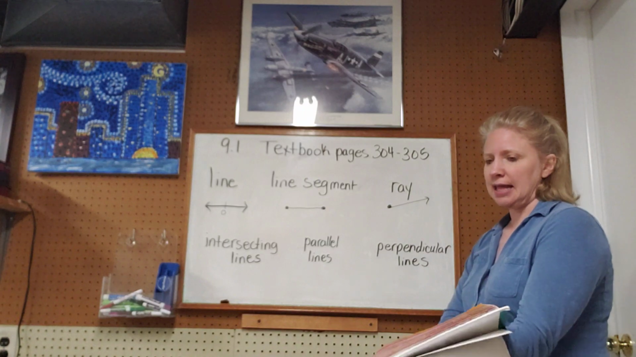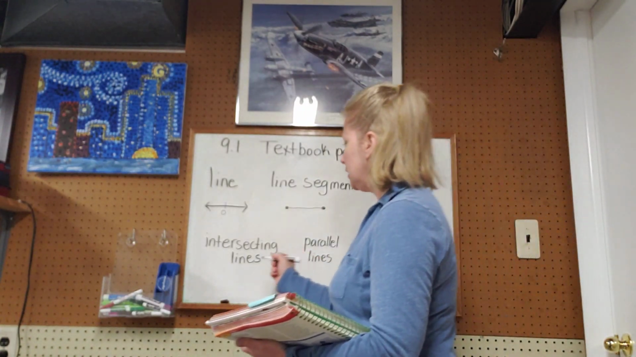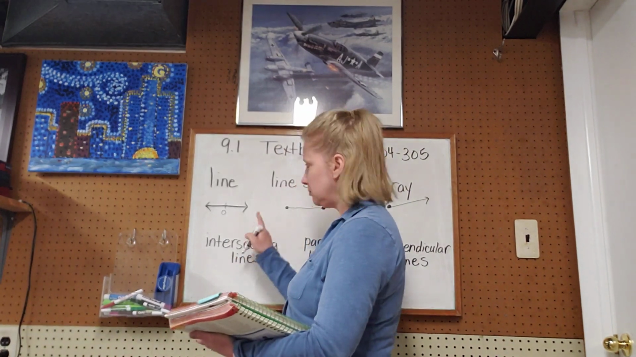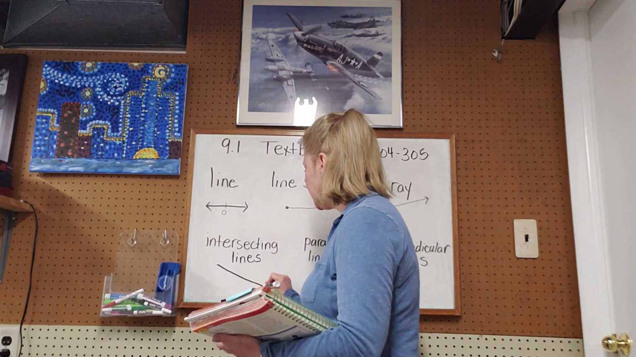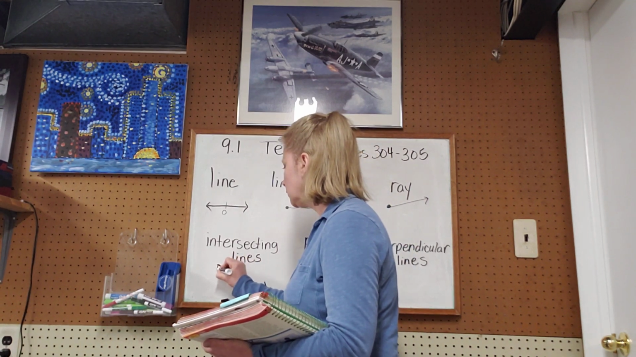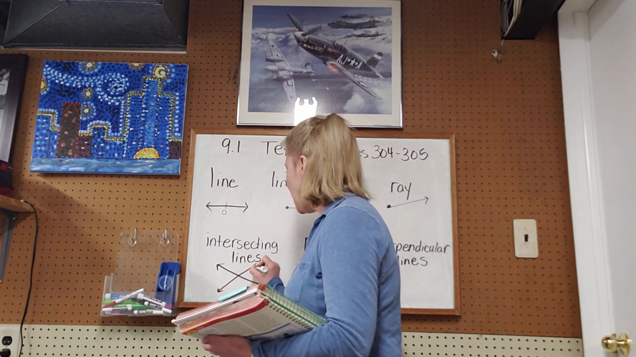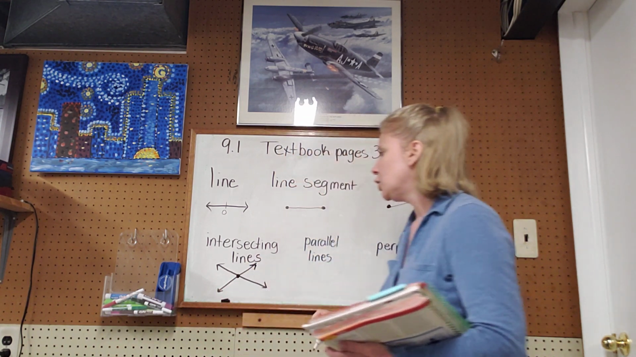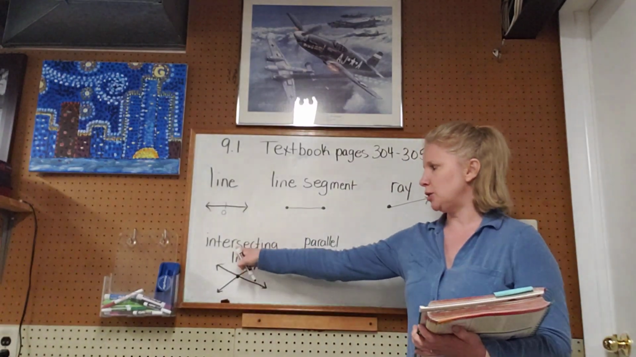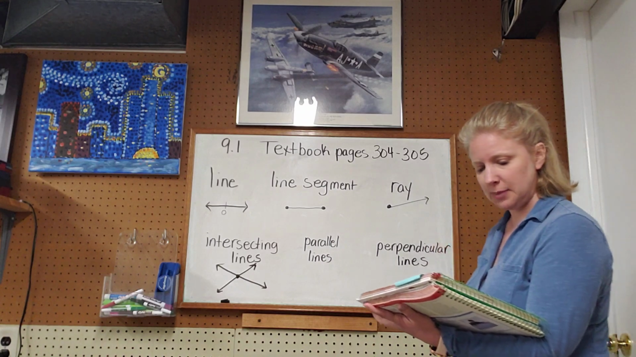For intersecting lines, they are two lines that intersect at one point. And the middle is the point. That's where they intersect. So it's 2 lines that are intersecting lines. They meet in one spot.